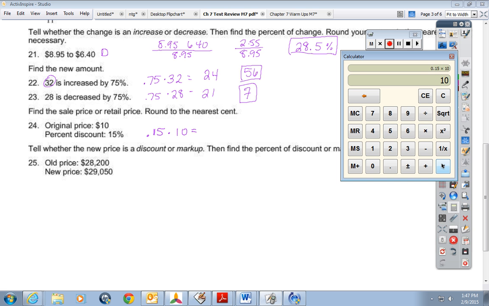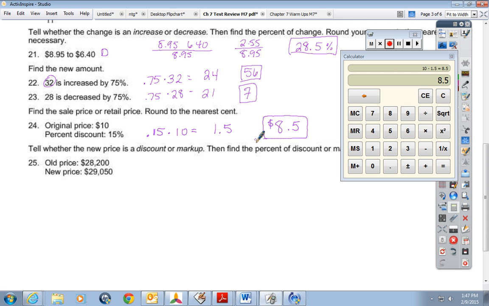Is that my answer? No, that's what I'm decreasing the original amount by. So I'm going to take my original amount, which is 10, and I'm going to subtract 1.5. And when I do that, I get 8.5, which is the same thing as $8.50. So if the original price of the item was $10 and it's 15% off, you're going to get it for $8.50.